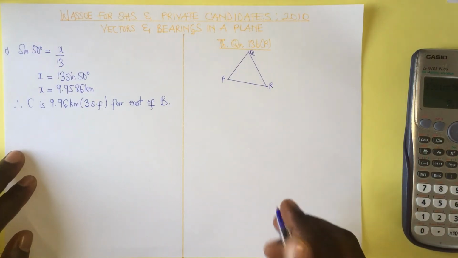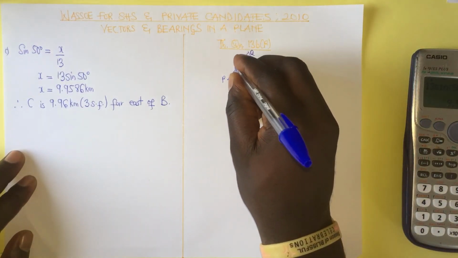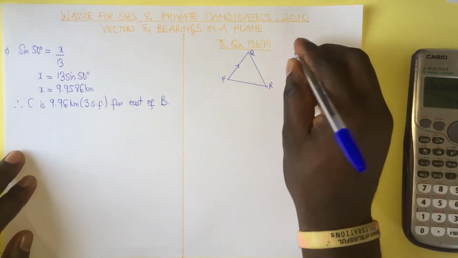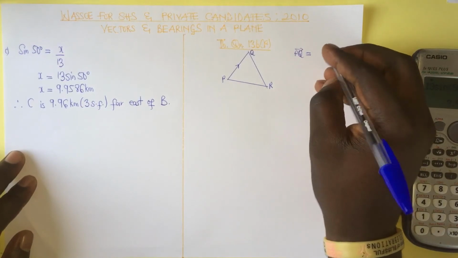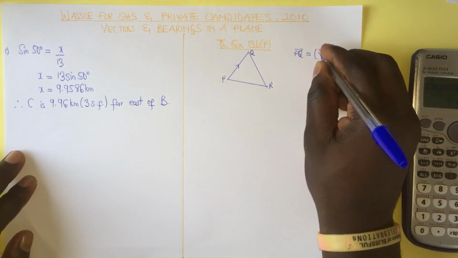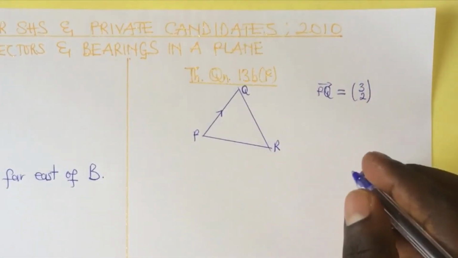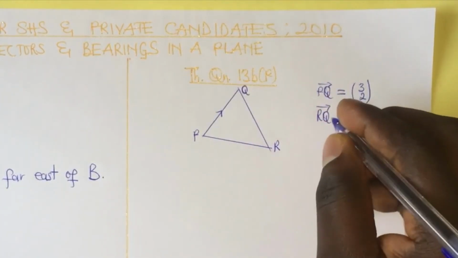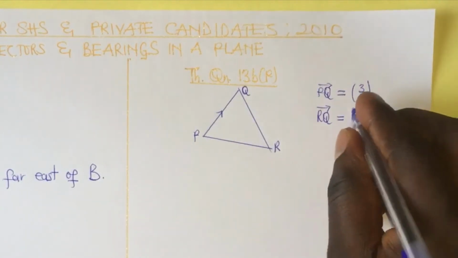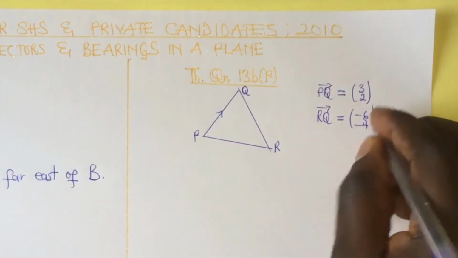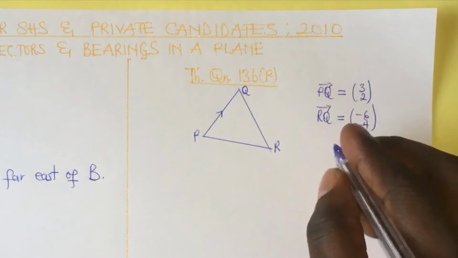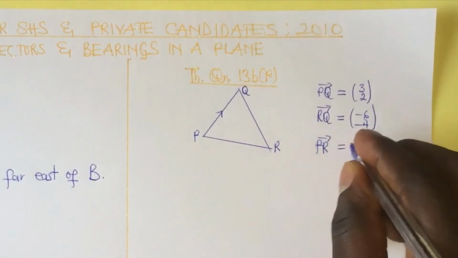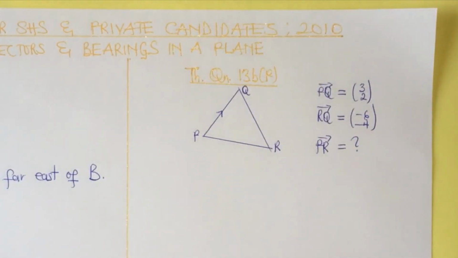Vector PQ. So let me write them first. Vector PQ is giving us 3, 2. And vector RQ is giving us -6, -4. And we are asked to find the vector PR. Vector PR. That's what we are asked to find.